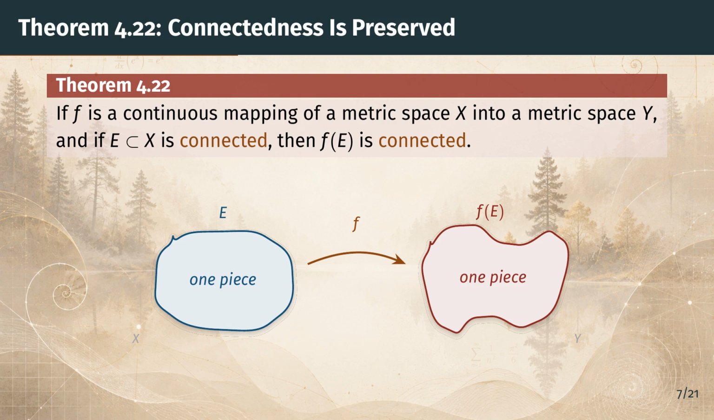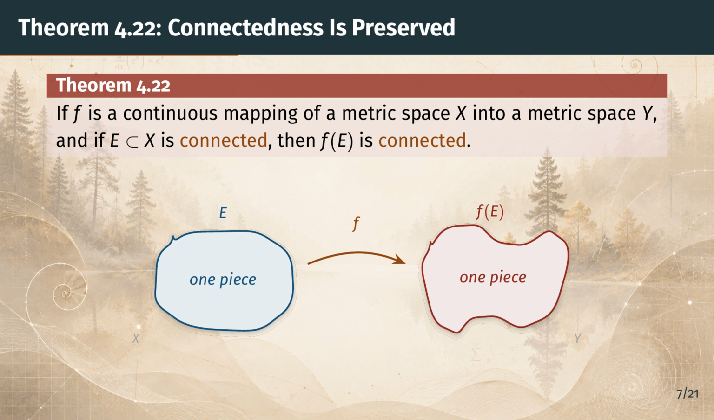Here is the central theorem of the section. Take any continuous map F from a metric space X into a metric space Y. If a subset E of the domain is connected, then its image F of E is also connected. The picture captures the idea at a glance.